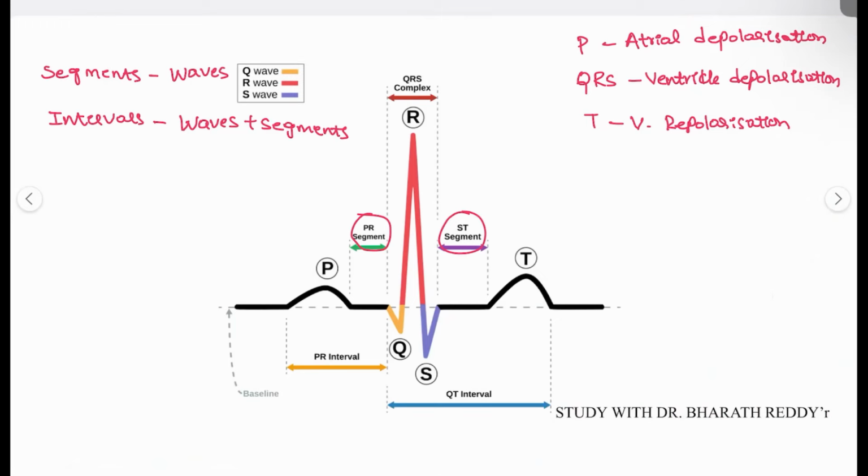And these both are your isoelectric lines. One is your AV delay and the other one is the depolarized state of the ventricles. So what are the intervals then? Your intervals include the PR interval, QT interval, TP interval, and also your RR interval. These are the four intervals that are present in the ECG.